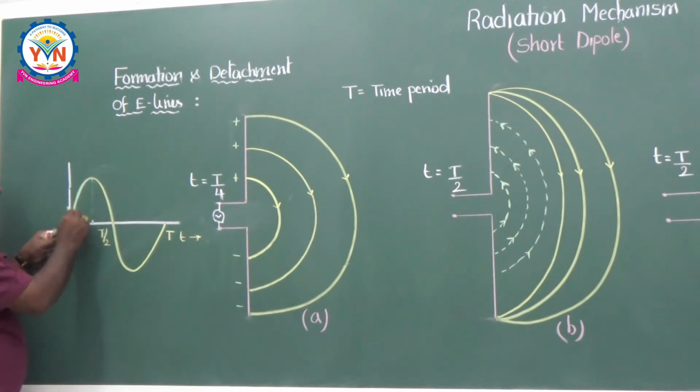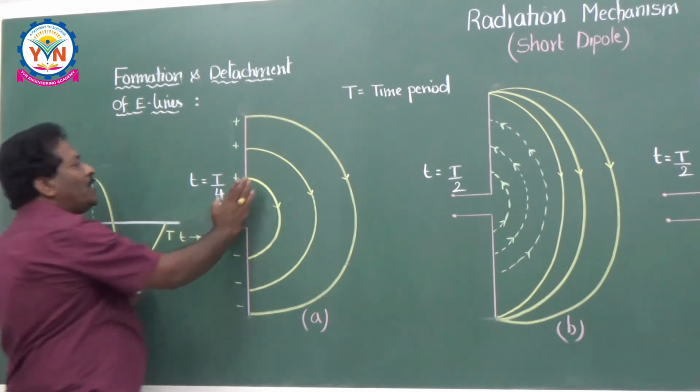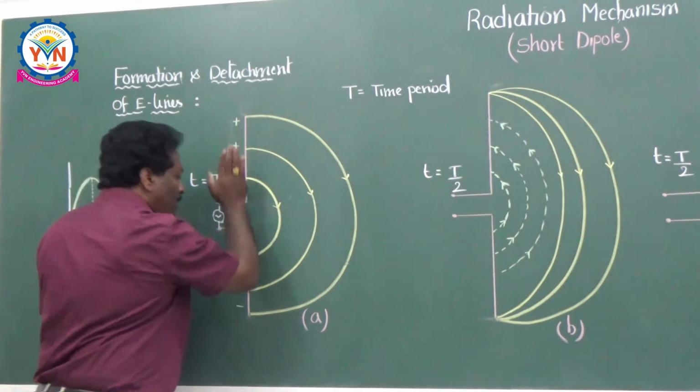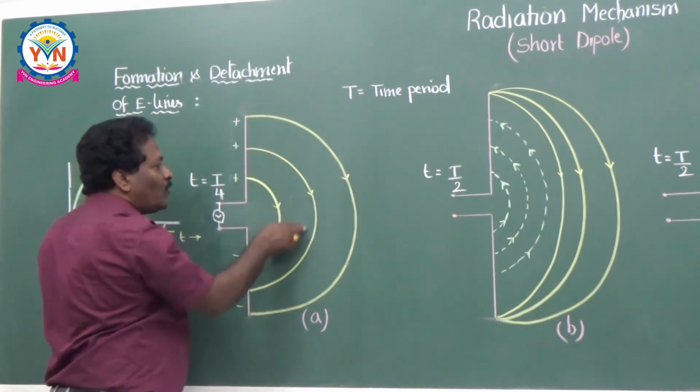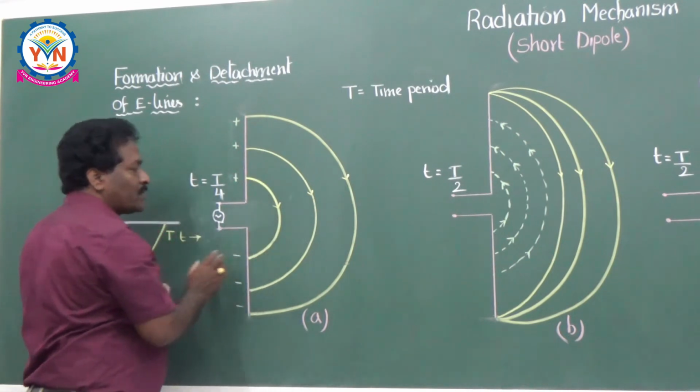During this first quarter, that means up to this point, this is the first quarter, I am assuming that the field is positive on the upper side and negative on the lower side, and these are the electric field lines of force originating from this to this.